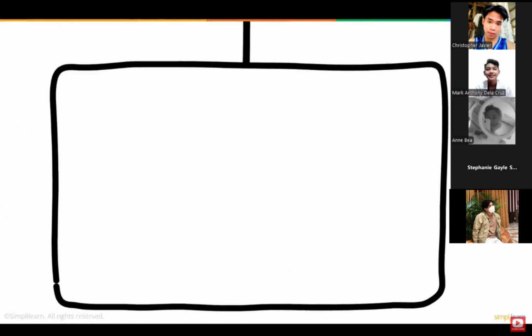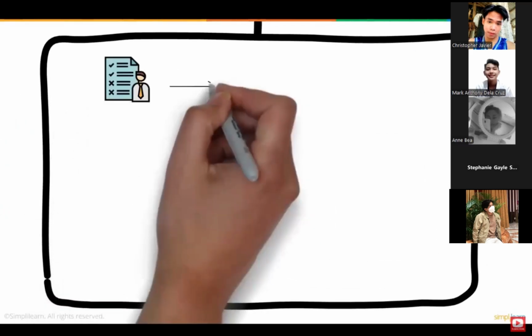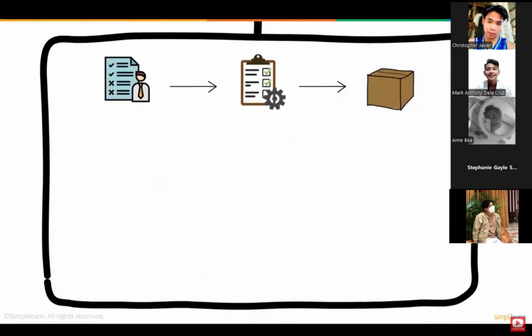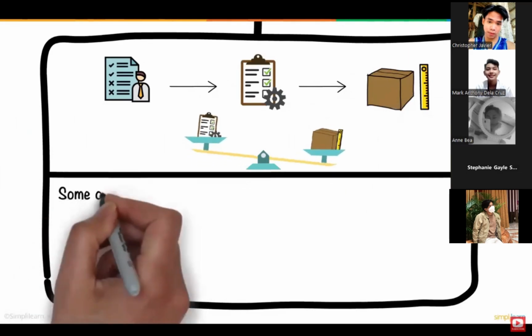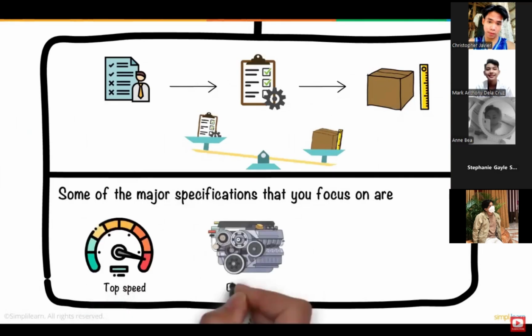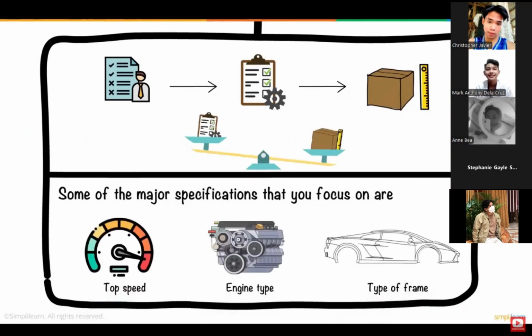Then, in the Measure phase, you use the customer's requirements to create a specification. This specification helps define the product in a measurable method, so that data can be collected and compared with specific requirements. Some of the major specifications that you focus on are the top speed, engine type, and type of frame.